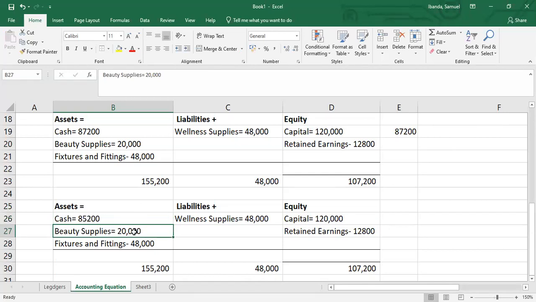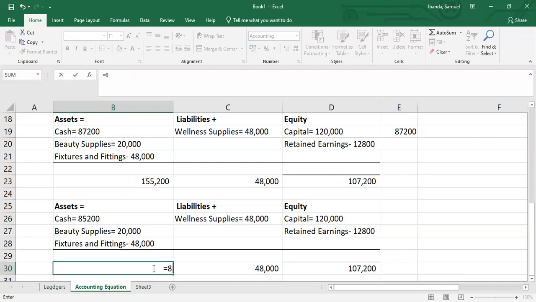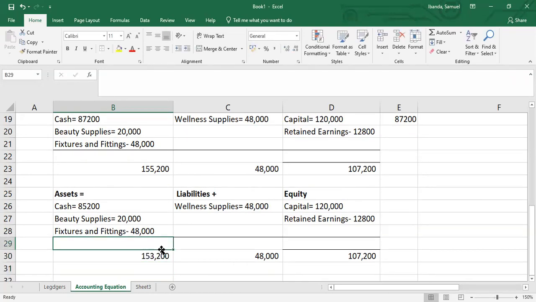Does it affect my beauty supplies? No. Fixtures and fittings? No. Is there a new asset coming on board out of the transaction? No, because wages are not assets. When I add this, 85,200 plus 20,000 plus 48,000, what do I get? I get 153,200. Does it bring any new liability? No. Does it settle any liability? No, I'm not paying any liability here.